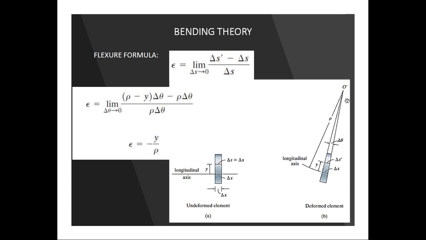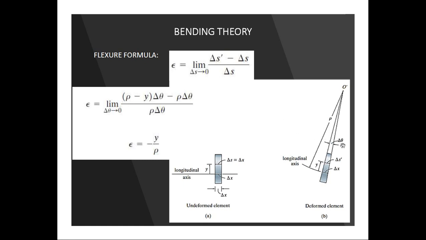As you can see over here, there will be a curvature. This longitudinal axis will follow a curvature, and there will be a center point over here. Suppose this is the radius of that curvature, rho, and this is the angle it makes at that particular point, delta theta. Very small theta, because the radius of curvature is very large. So we can directly correlate delta s dash in terms of the radius of curvature and delta theta.